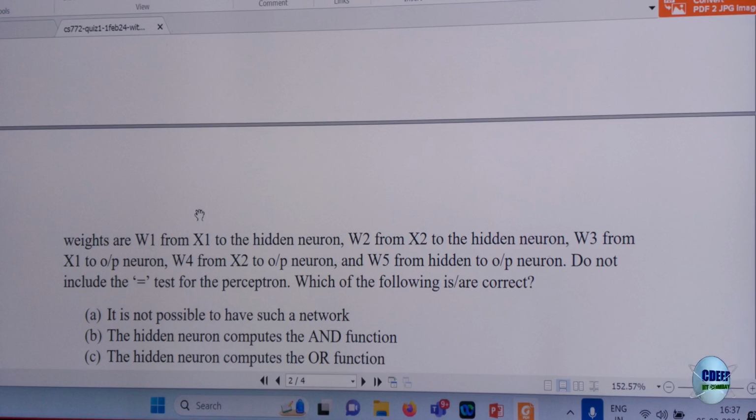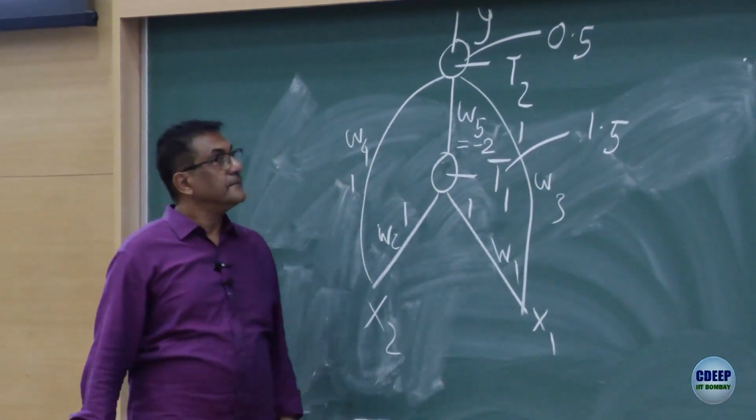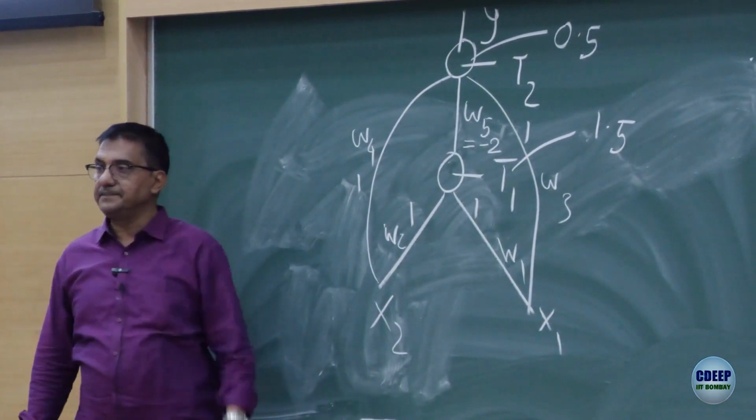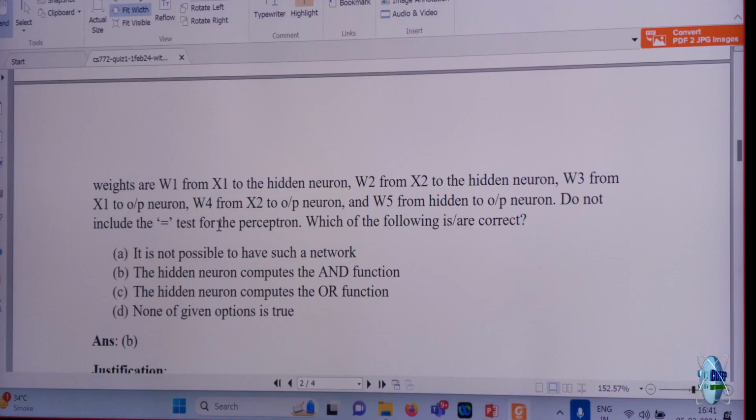The hidden neuron computes the AND function. Okay, possible. Hidden neuron computes the OR function, no. And none of the given options is true is also not correct. I don't think you can compute this by hidden neuron computing OR. You are able to? Oh, what are the weights? Okay, just put it in the cribs. So this can compute OR and the whole network can compute XOR. So then the answers will be B and C, both. Okay, so write it in the crib and we'll see.